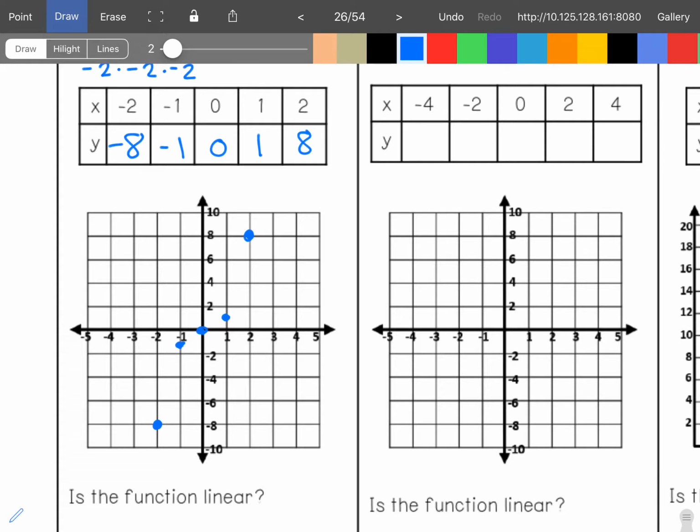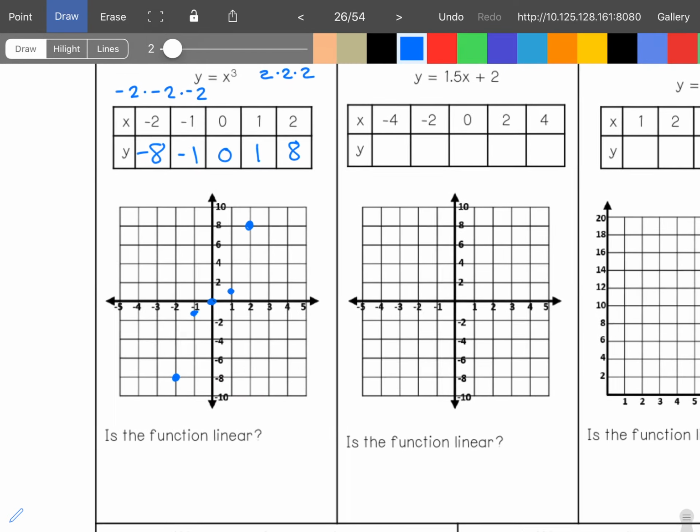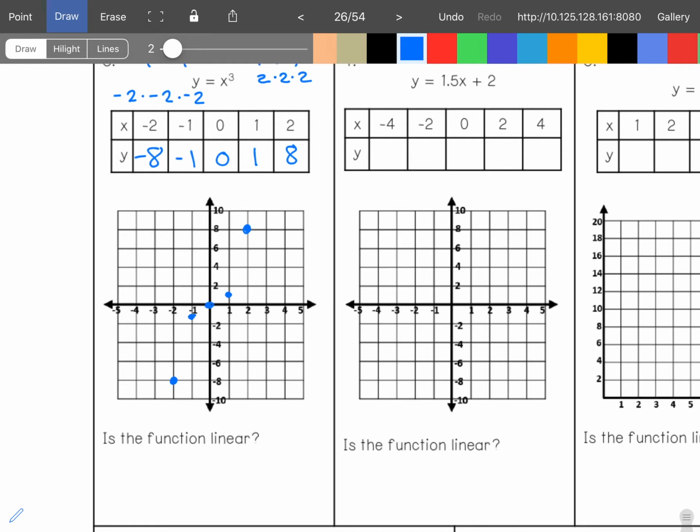Okay. So, look at that function. Does it look linear? Does it look like a line? So we're going to say no. The graph is not a straight line. And the rate of change is not constant, which we're going to check that. But if it's not a straight line, it's not going to have a constant rate.